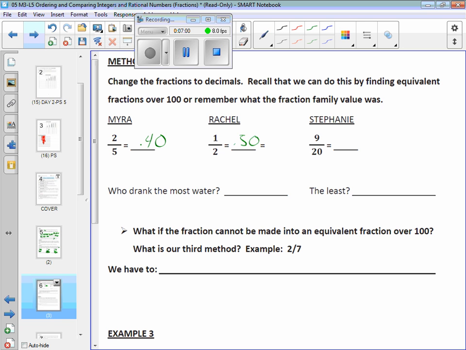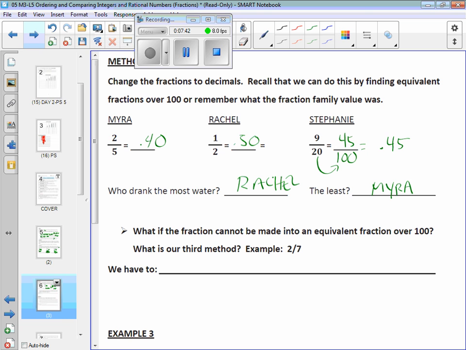What we have been doing, if you remember back to your percent unit, is if you can make an equivalent fraction over 100, the numerator then becomes your decimal, more or less. What do you got? 45 hundredths. And who is our greatest decimal? Krista. Obviously Rachel, because it's the same question. And the smallest? Mira.